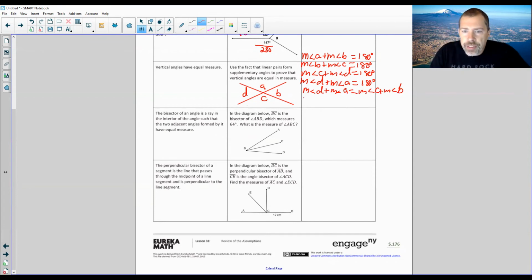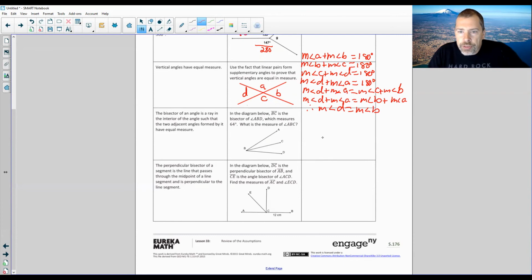Okay, we could also say the measure of angle D plus the measure of angle A equals, let's see, the measure of angle B plus the measure of angle A. So D plus A equals B plus A. And therefore, we can conclude the measure of angle D equals the measure of angle B. Since they're both equal to A, they're equal to each other.